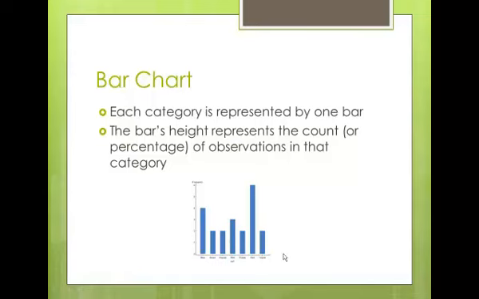Bar charts have bars that do not touch. So if there are bars that do not touch and this is for a categorical variable, even if it's coded, it's a bar chart.